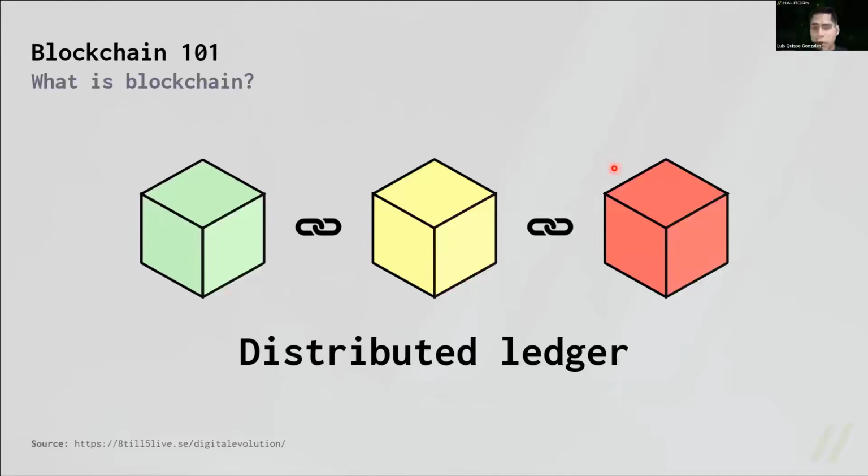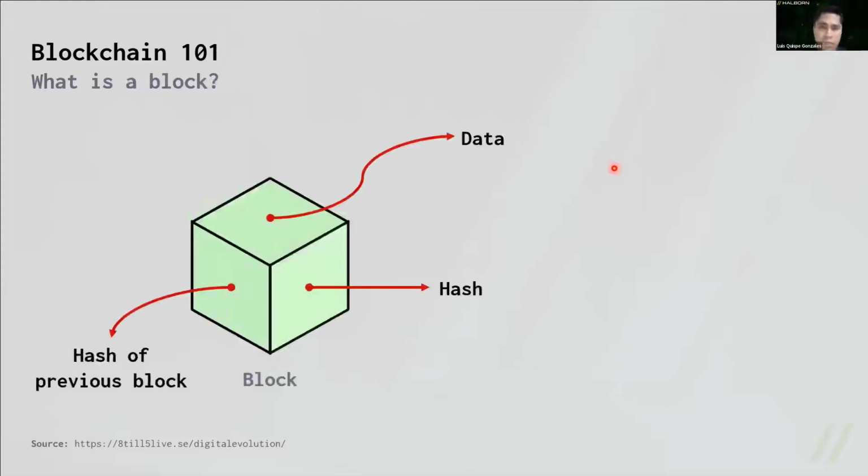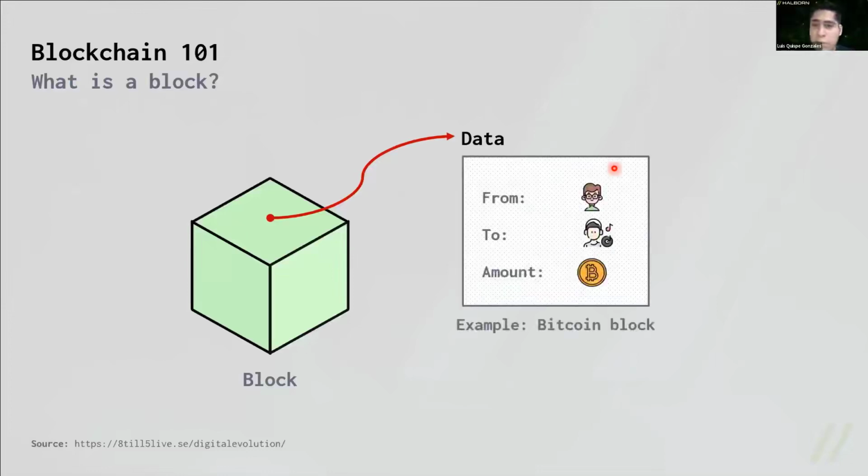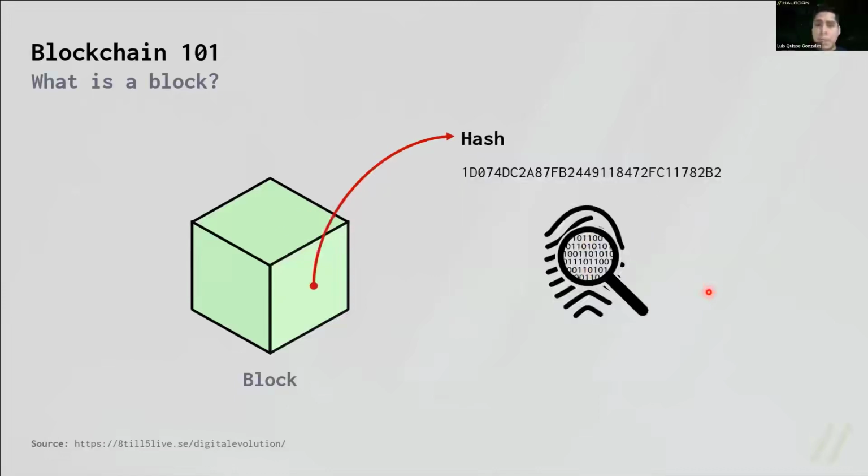So how does it work? Let's take a closer look at a block. A block has data, a hash of the block, and a hash of the previous block. What kind of data does the block have? Well, it depends on the blockchain. For example, in Ethereum, we have details about a transaction: the sender, the receiver, and of course the amount of coin involved in the transaction. Then we have the hash of the block.